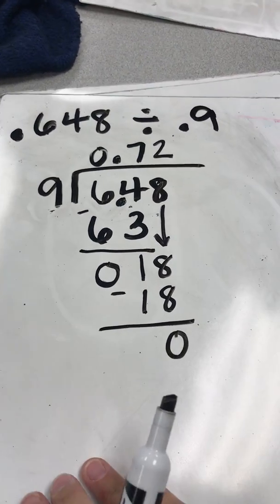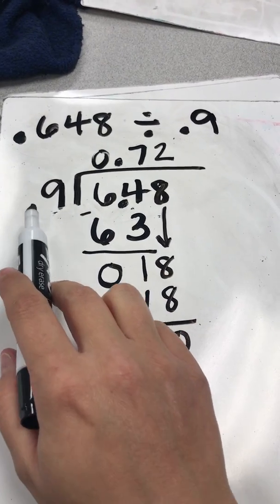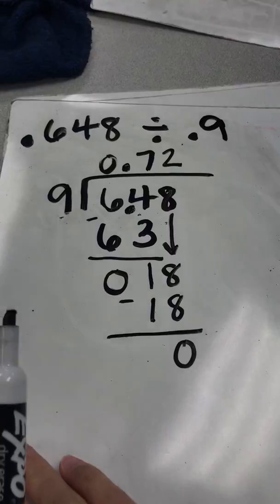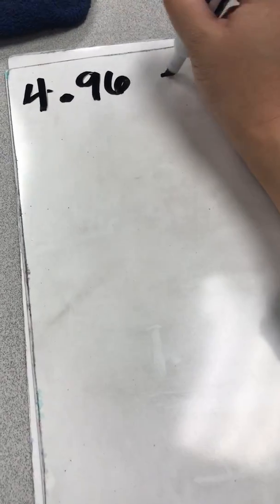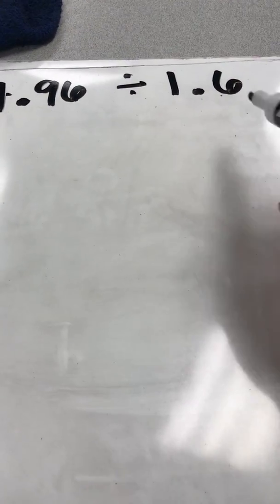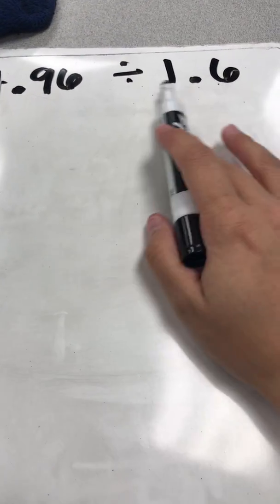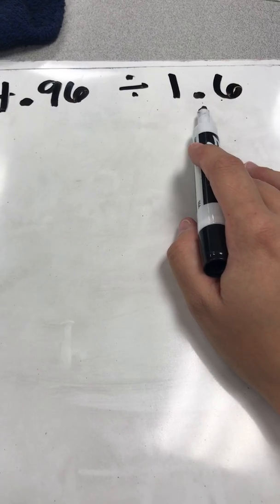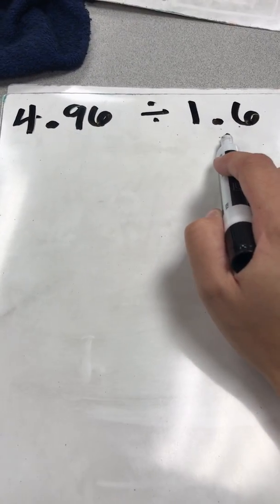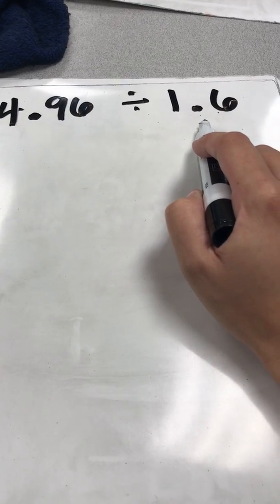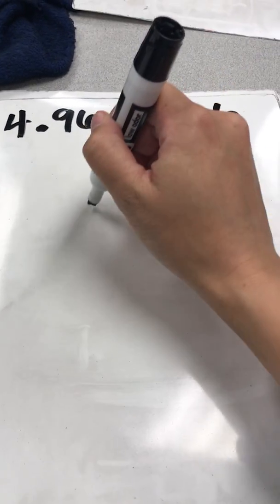Okay, let's look at one more where the number that you're dividing by has a decimal in it. Let's say we have 4 and 96 hundredths, and we're going to divide by 1 6/10. So the number that I'm dividing by, my 1 6/10, I cannot have a decimal here. I have to make sure that this is a whole number. So we want to turn this into a 16.